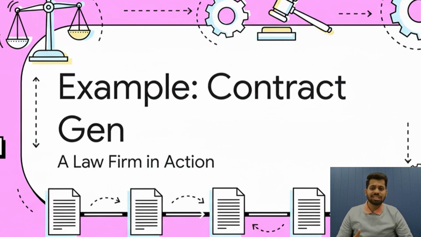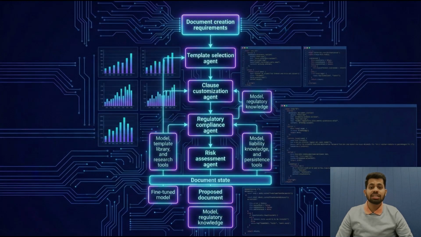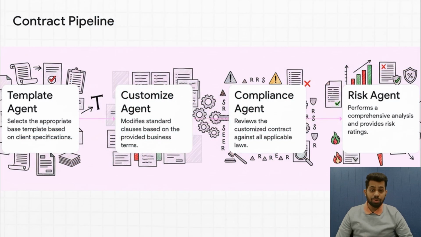Now, let's consider this real world example, a law firm automating contract generation. Here is a template selection agent that takes client specifications like jurisdiction or contract type and selects the appropriate base template. Next, this output goes to the clause customization agent, which modifies standard clauses based on the business terms, followed by the regulatory compliance agent, which reviews the customized contract against applicable laws. And finally, the risk assessment agent performs a comprehensive analysis of the complete contract, providing risk ratings and protective language recommendations. This predefined sequential pipeline ensures compliance and quality step by step.